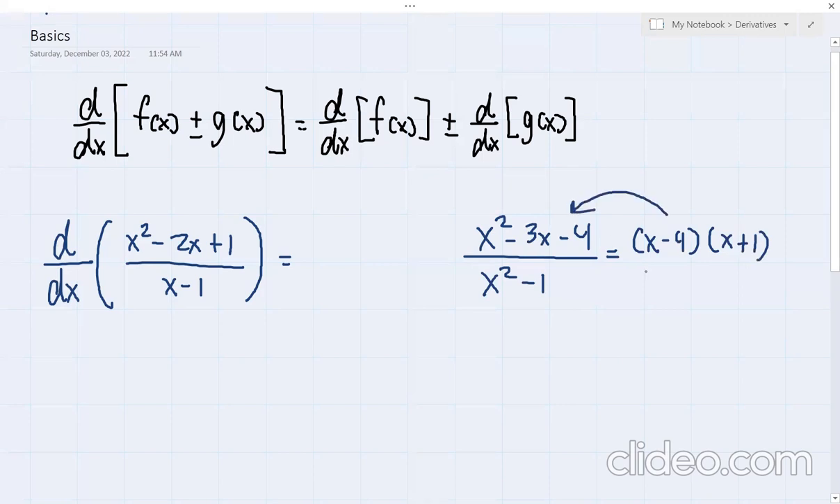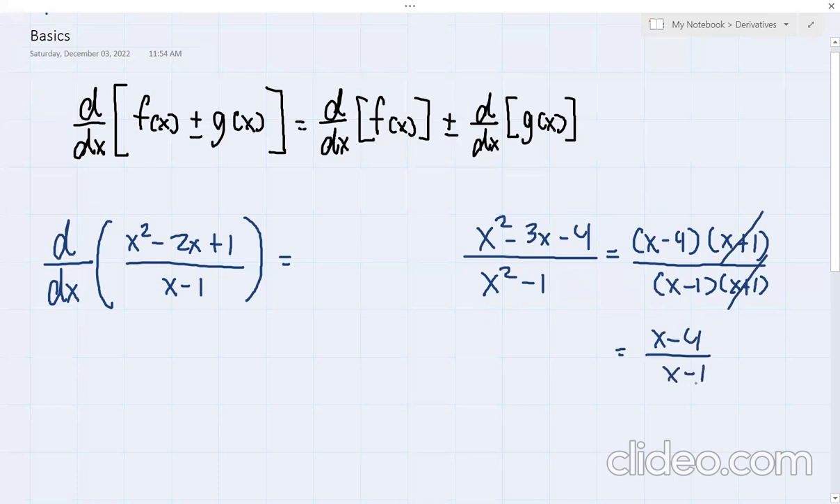Okay, ito yung factored form niya sa numerator. Sa baba naman, pwede rin itong i-factor. Ang factored form ng x squared minus 1 ay x minus 1 tapos x plus 1. Ayan. So, i-simplify natin. Meron tayong x plus 1 sa taas at saka sa baba. So, i-cancel natin yan. So, meron tayong x minus 4 all over x minus 1.